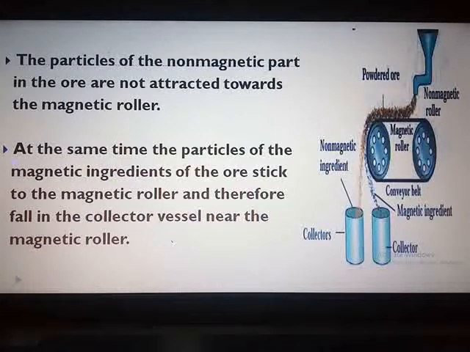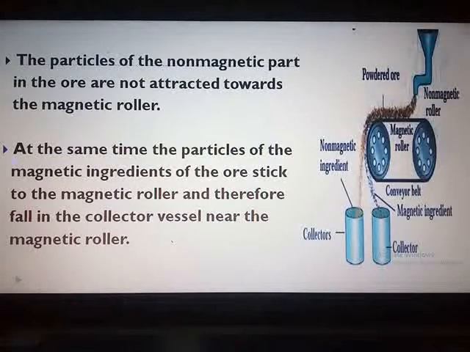So easily here you can see the separation, and in this way the magnetic and non-magnetic ingredients in the ore can be separated depending on their magnetic nature. If you take an example, cassiterite is a tin ore. It contains mainly the non-magnetic ingredient, that is stannic oxide, SnO2, and the magnetic ingredient ferrous tungstate, and these are separated by the electromagnetic method or the magnetic separation method.